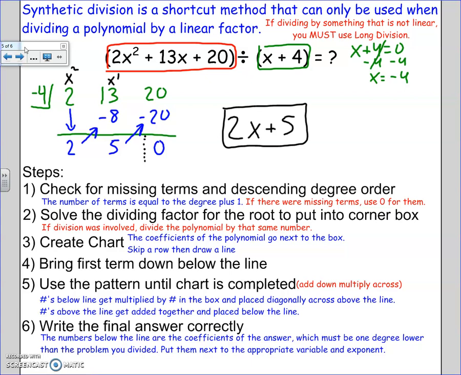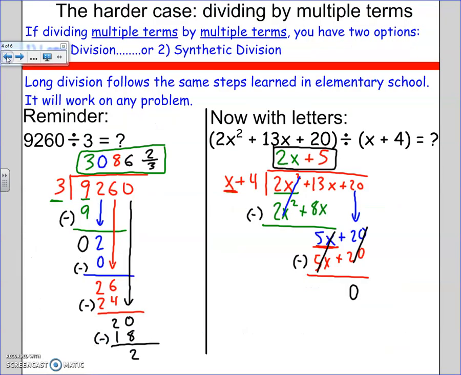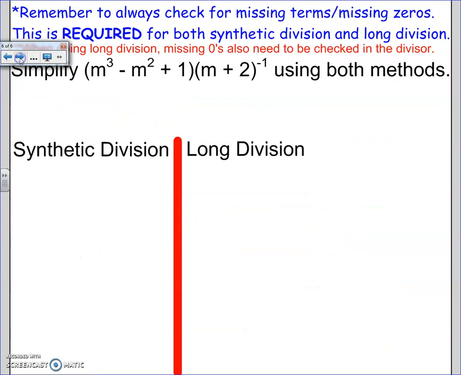2x plus 5 that we got from the last problem. I did the same problem twice, one using synthetic division, one using long division. Alright, the last slide. Remember to always check for missing terms or missing zeros. This is required for both synthetic division and long division.